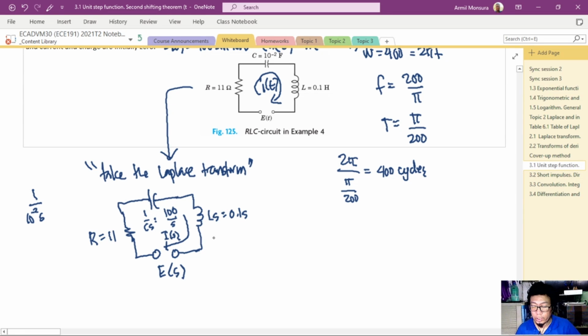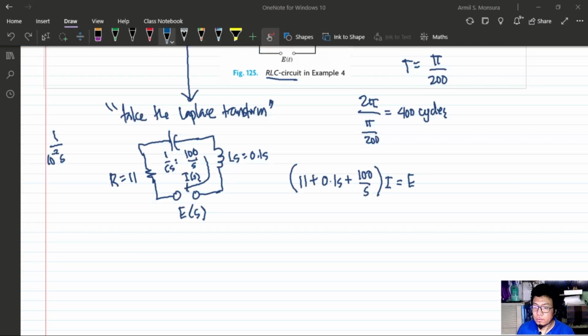Again, the easiest way to get a loop equation in this series circuit, which is now called a series RLC circuit, is to add up the impedances. So that is 11 plus 0.1 S plus 100 over S. Then multiply this with the current I, and then equate it to the input voltage.